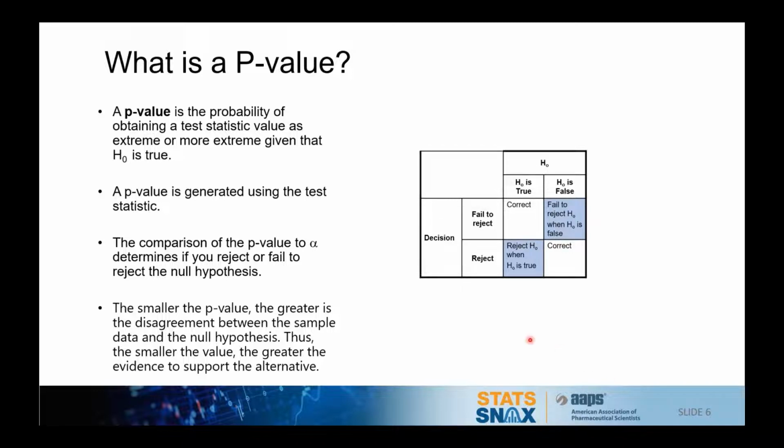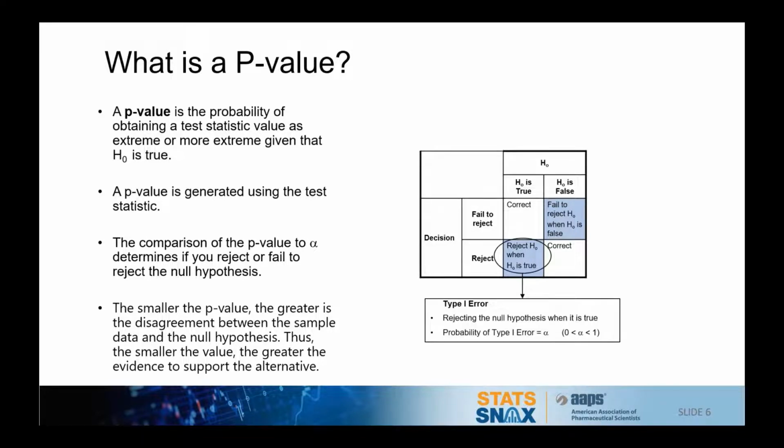If the null hypothesis is in fact true, we can either fail to reject or reject it. If we fail to reject it, we make a correct conclusion. If we reject it, this results in a type 1 error. We generally set the probability of a type 1 error, alpha, to be small. The typical value is 0.05.